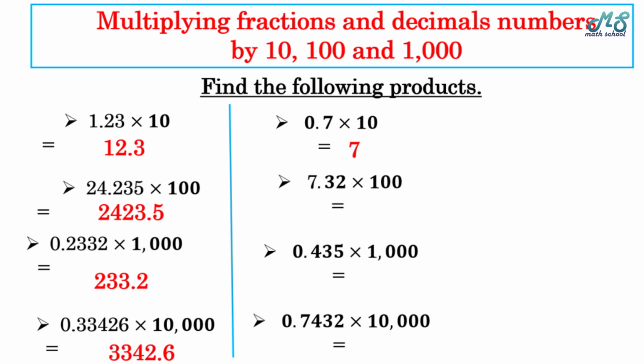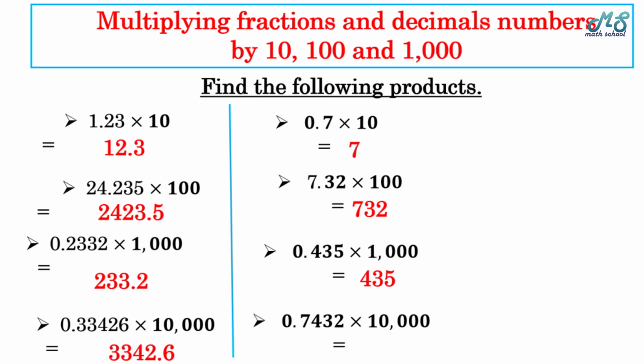Next, 7.32 times 100. We will move the decimal point 2 decimal places to the right. We will get a whole number. It will be 732. Next, 0.435 times 1000. It will be the same. It will be a whole number, 435.